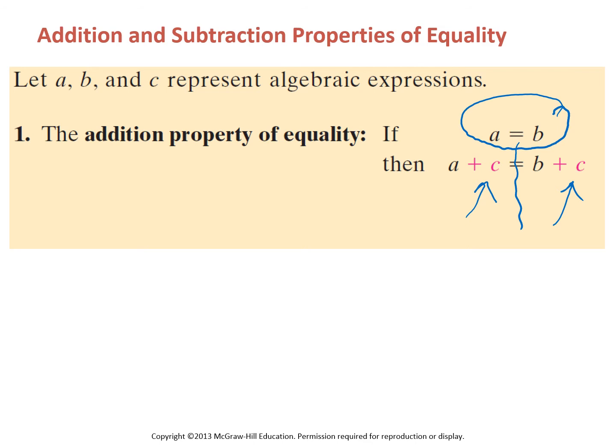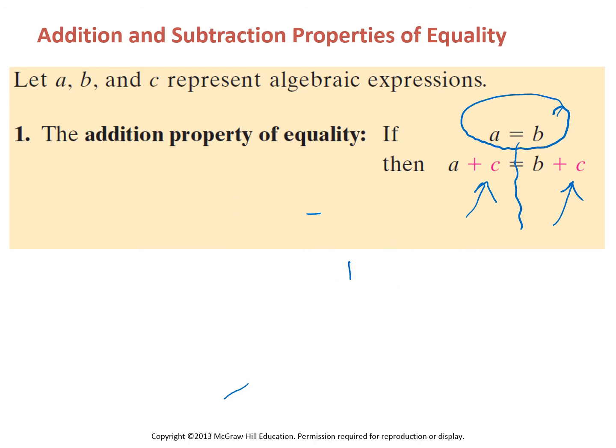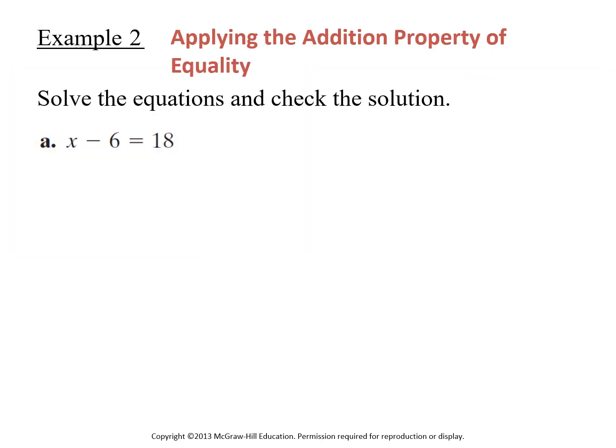So if you think of a classroom where the number of men is equal to the number of women. So if 3 more men come into the room, as long as 3 more women come into the room, it will still be balanced. Or if 2 men leave the room, as long as 2 women leave the room, it will still be balanced. So what we're saying is that we can always add or subtract the same constant to both sides of an equation to keep it balanced. So when we apply these properties, we're going to show that we're doing the exact same thing on both sides of the equation to keep it balanced.